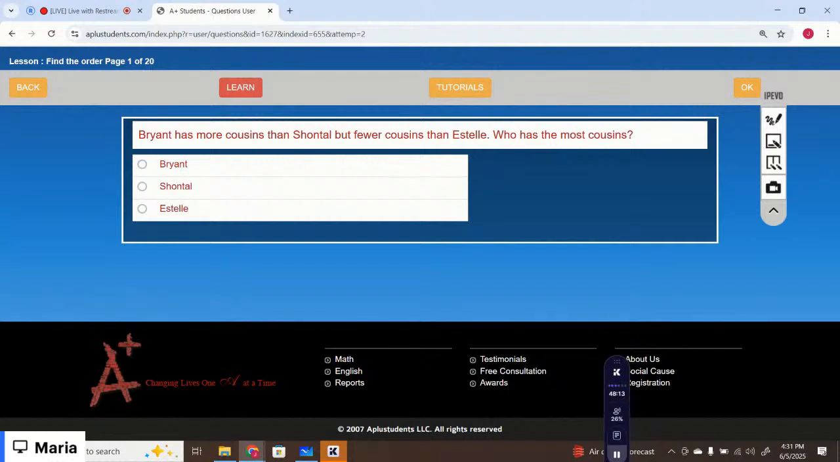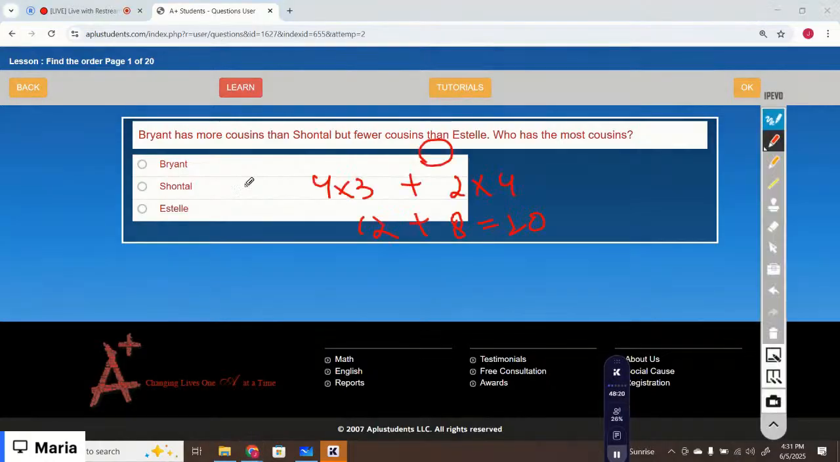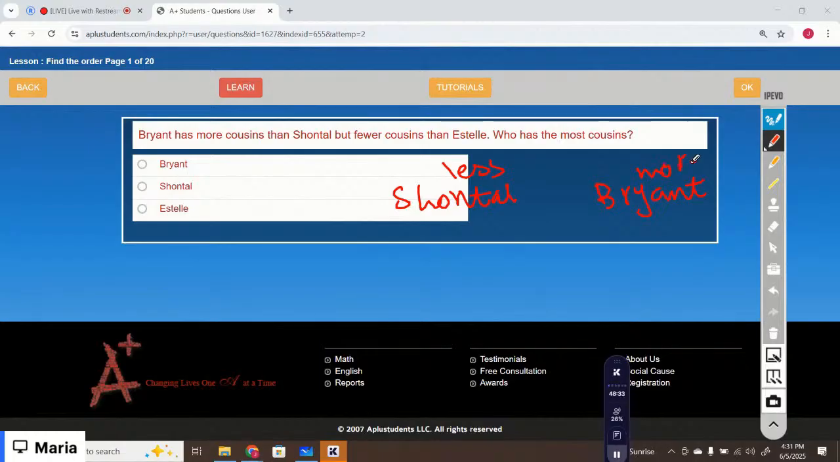Brain has more cousins than Shuntal, but fewer cousins than Estelle. Who has the most cousins? So Brain has more cousins than Shuntal. That means Shuntal has fewer cousins, and Brain has more, but fewer cousins than Estelle.